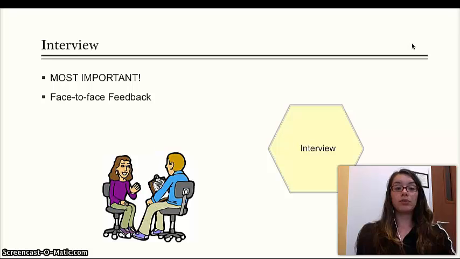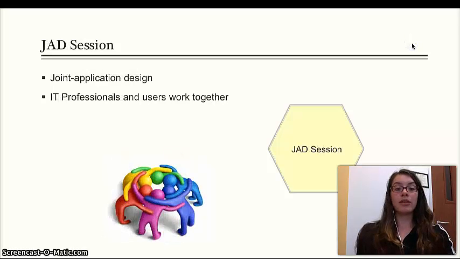The most important process the system analyst will do is during the interview process, and this is because there's face-to-face feedback where the analyst can immediately identify problems in the system and can be more timely about fixing it. Now, the final process the system analyst can do to firsthand hear and observe problems going on in the system is going to be through the JAD session, or Joint Application Design.